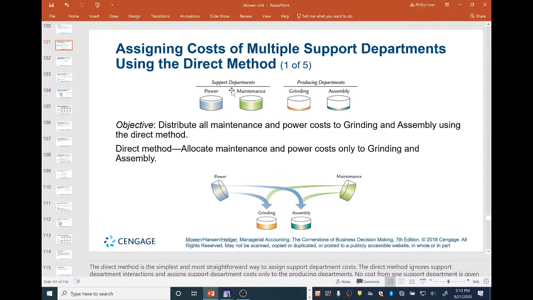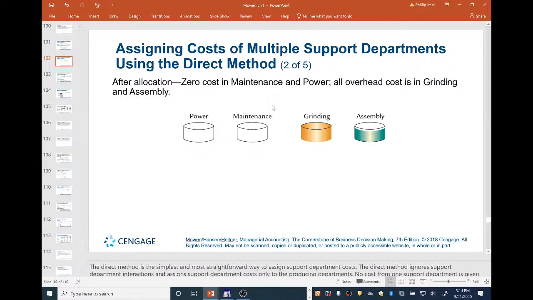Once again, we have support departments and producing departments, right? So pretty much what we want to do is allocate the support departments into the producing departments. That's all we're trying to accomplish here. And under the direct method, as you can see here, we're pretty much just dumping them directly from the support departments into the producing departments, right? You can see here by the visual. So after allocation, obviously there's going to be no balance in the support departments, and it's all going to be in the producing departments, right?